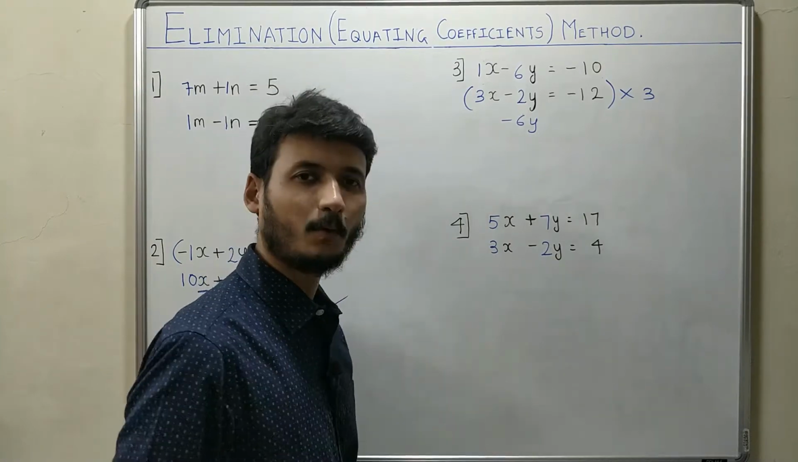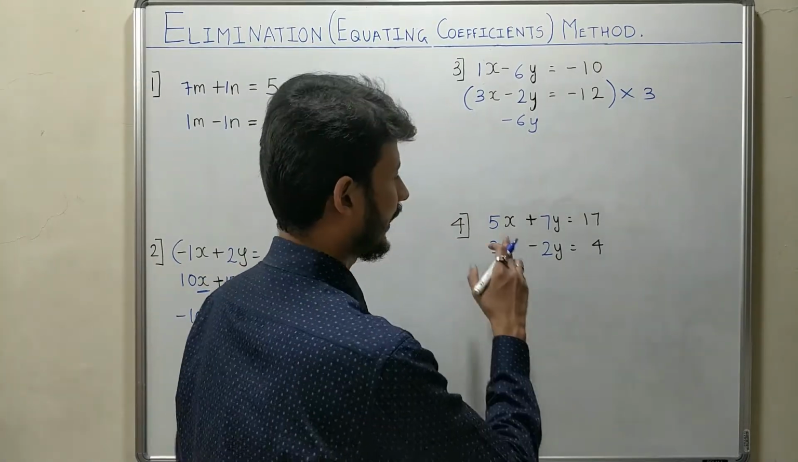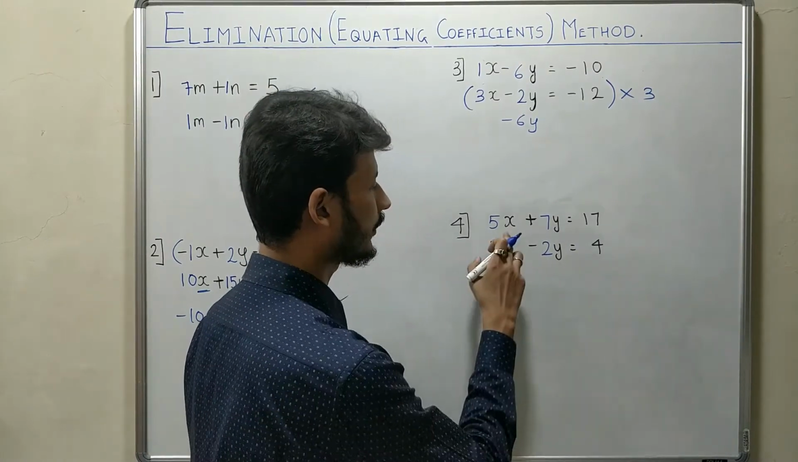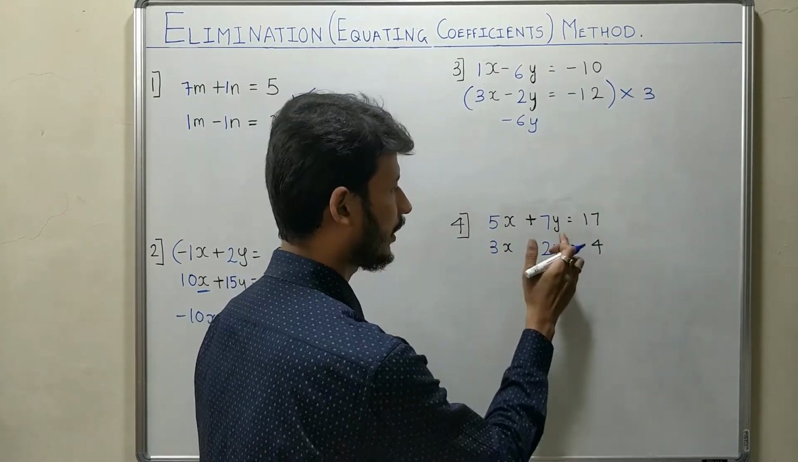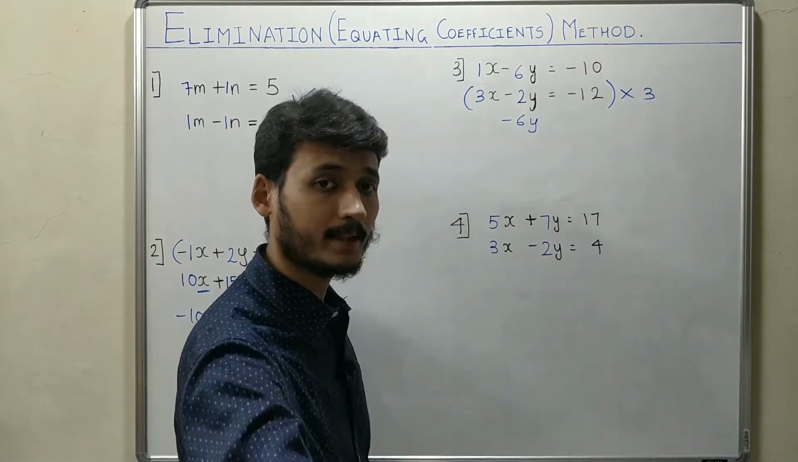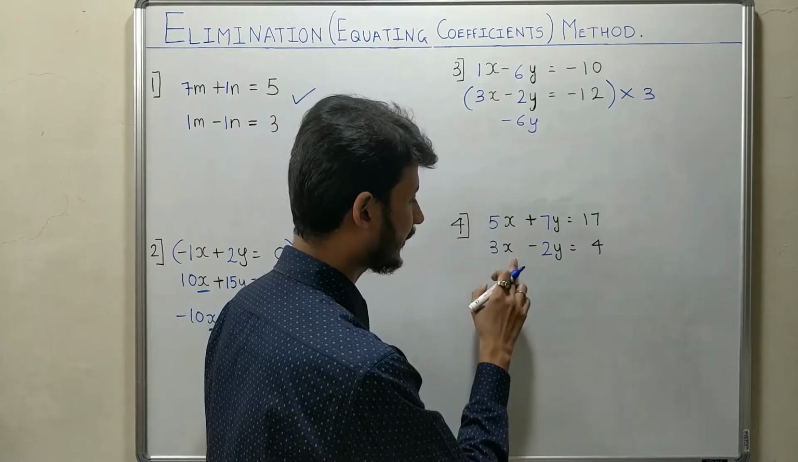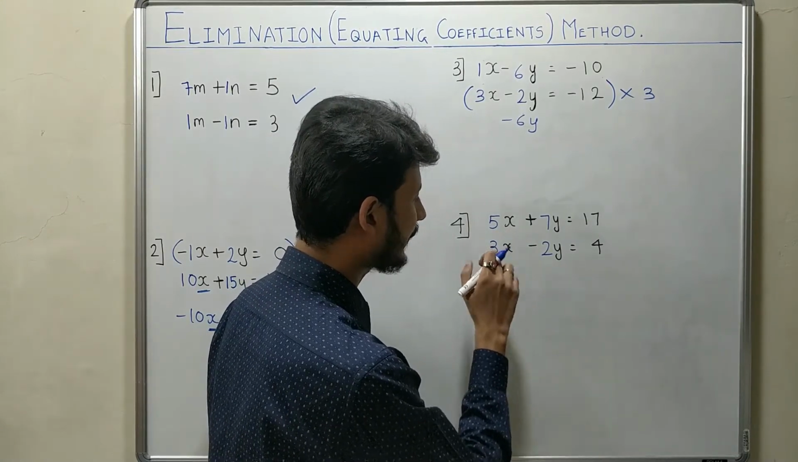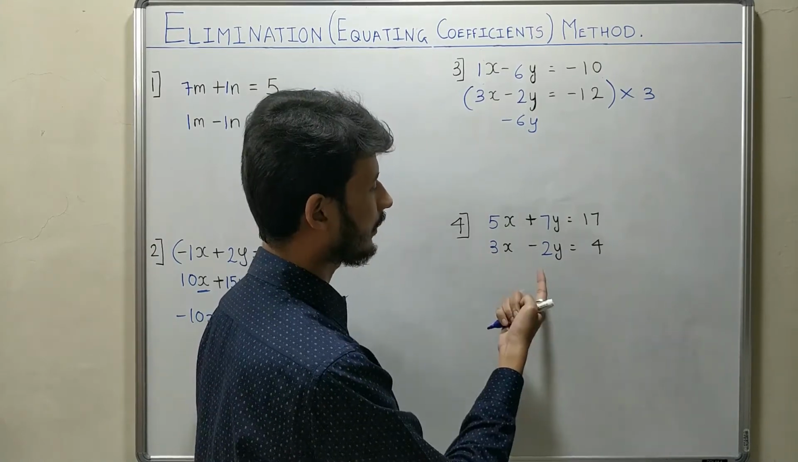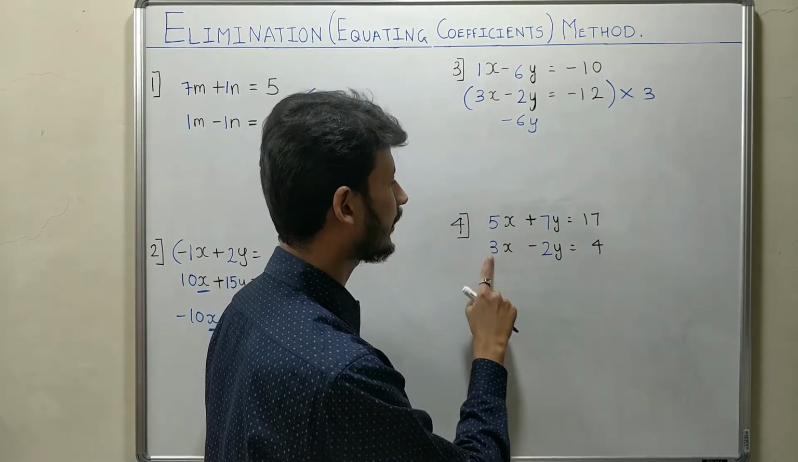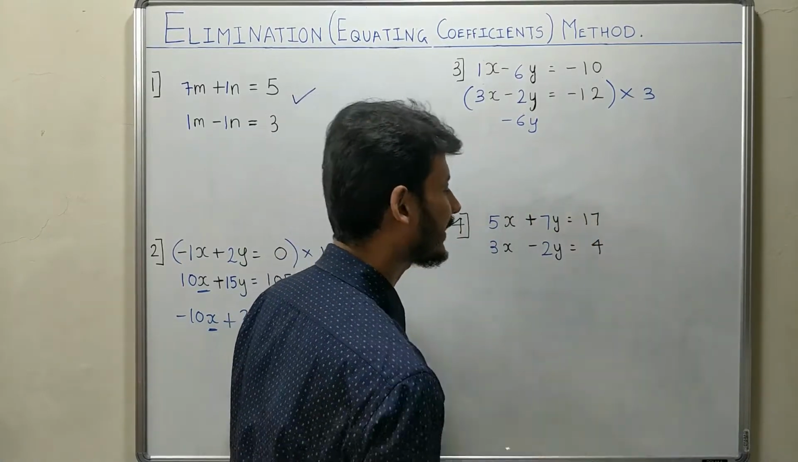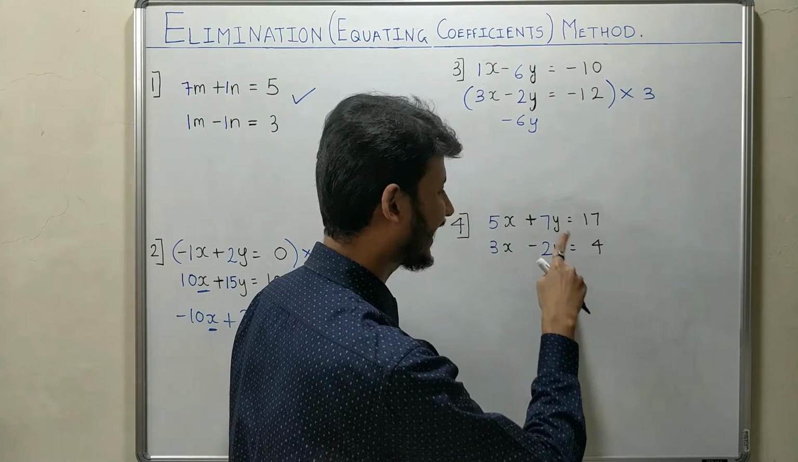Now example number 4 is very important. Let us see why. 5x plus 7y is equal to 17, 3x minus 2y is equal to 4. Are the coefficients of x same? 5, 3 not same. Are the coefficients of y same? 7, 2 not same. So we need to multiply and make them same. Is it possible to make x same? Are we getting 5x by multiplying 3 into anything? Not possible. It means multiplying 3 by anything will not give 5, so we are not getting the other coefficient by multiplying here. Let's try to make y same.